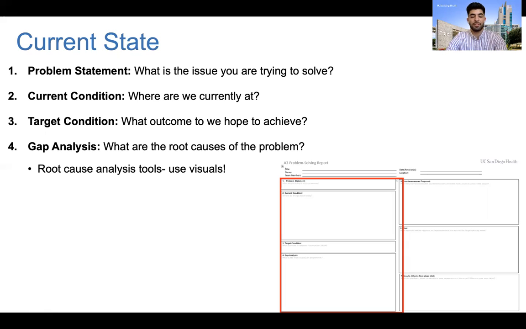And the fourth is conducting a gap analysis. So what are the root causes of the problem? This can be done through root cause analysis tools. And remember to use visuals for this section to make understanding a lot easier. Once the current state is identified, then we are ready to move on to the right side of the tool that looks at the future state.